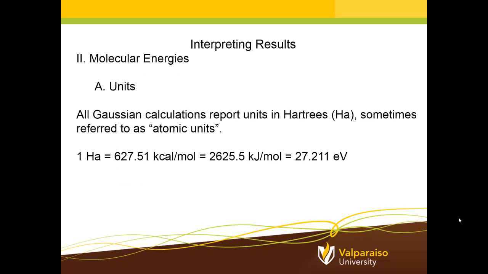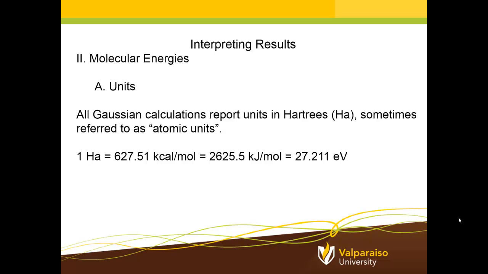First, what are the units? Programs like Gaussian report all energies calculated in units of Hartrees, and those are sometimes referred to as atomic units, abbreviated AU. Hartrees can be converted into more common units that we measure in laboratory experiments using the following conversion factor. 1 Hartree is 627.51 kilocalories per mole.